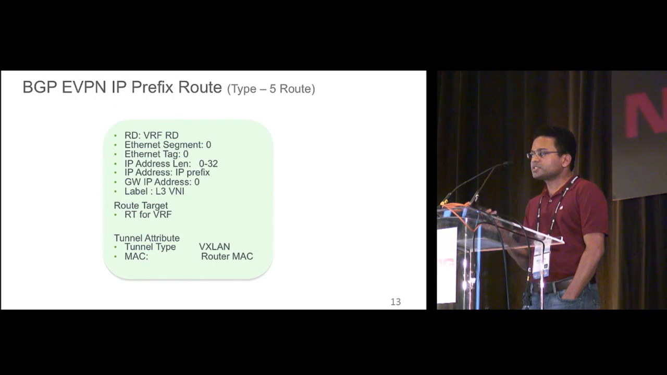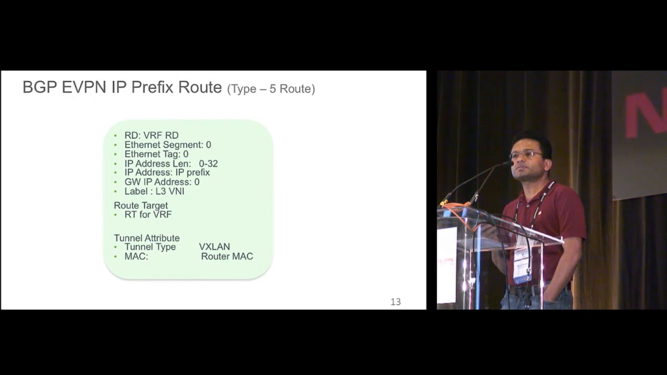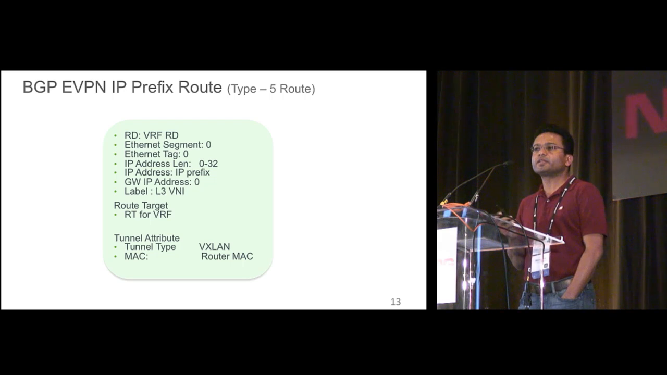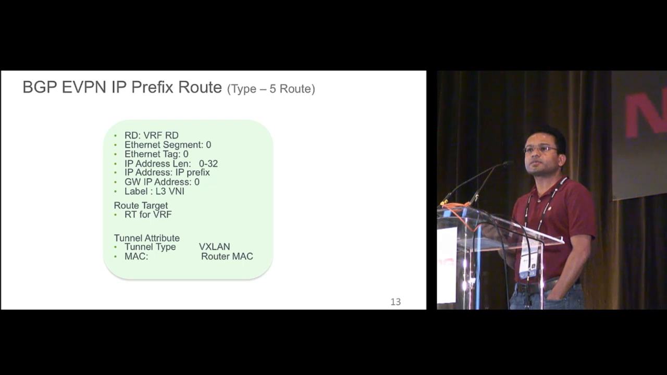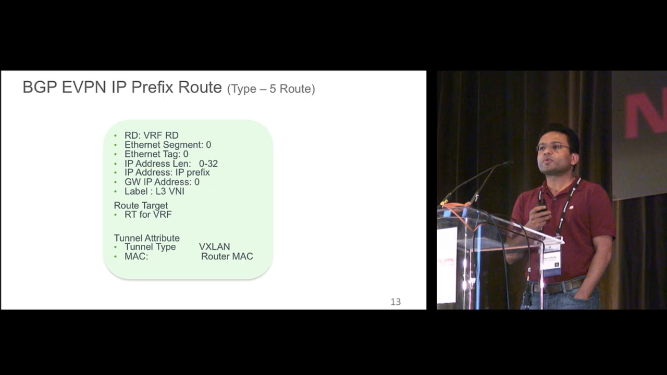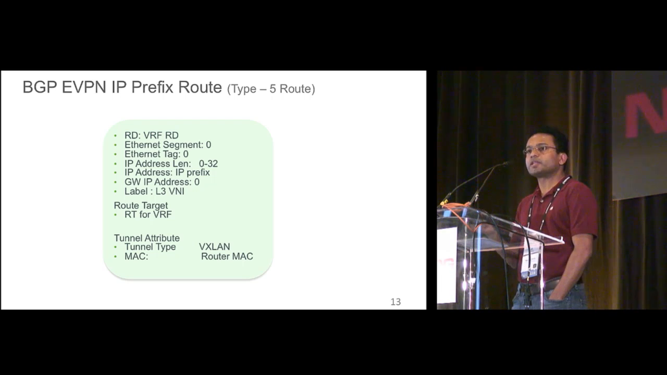Now going down to this type 5. This route is specifically required in the data center, so it was not present in the earlier draft. It is in the earlier RFC, but it is currently in the latest draft. So with type 5, we have layer 2 extensions.